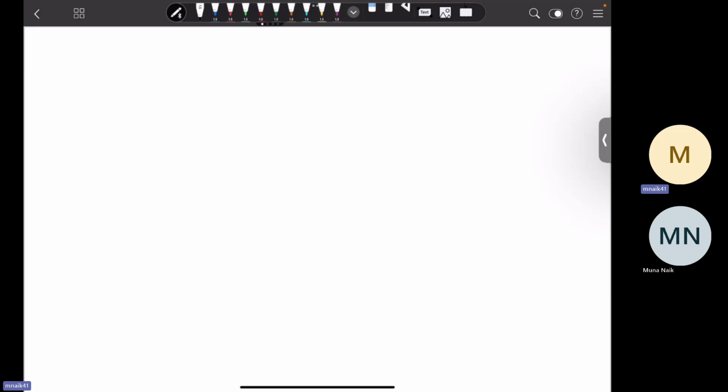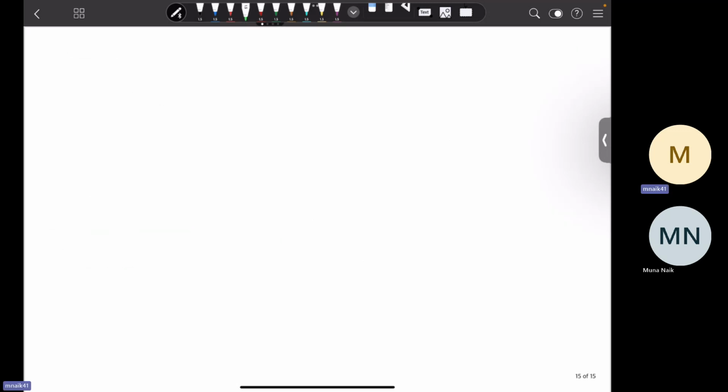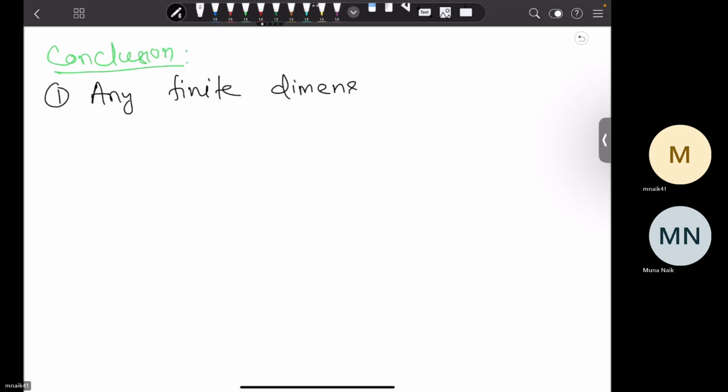So that means for any norm on Rn, the metric induced from that norm will be complete. So in particular, Rn will be a Banach space. And that is also true for any finite dimensional vector space. So, conclusion: any finite dimensional normed space is a Banach space.